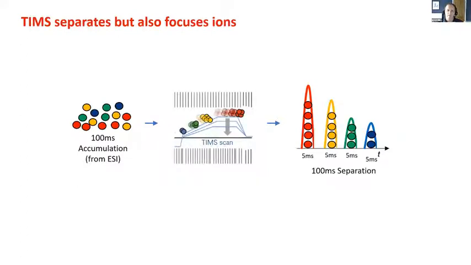So TIMS is separating the ions, but it's also focusing them into packets of something on the order of 5 milliseconds from an accumulation time of something like 100 milliseconds. And there's quite a substantial focusing of the ions from this flux into more discrete packets. I think people tend to focus on TIMS from the perspective of separating power, but this focusing effect is also arguably as important or possibly more important.